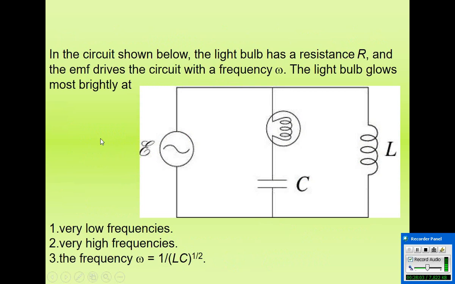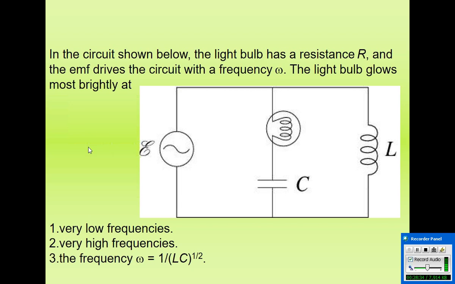Let's take a look at this conceptual question. We have an alternating voltage source represented on the left, and then we have a parallel circuit. One path of this parallel circuit has an inductor. The other path of this parallel circuit has a light bulb that acts like a resistor and a capacitor. And we want the light bulb to glow most brightly. Which situation will lead to this light bulb glowing brightly?